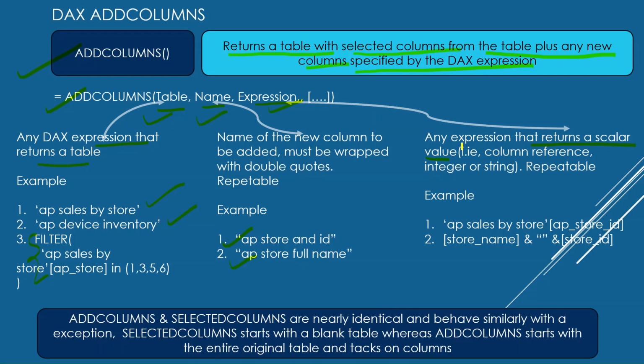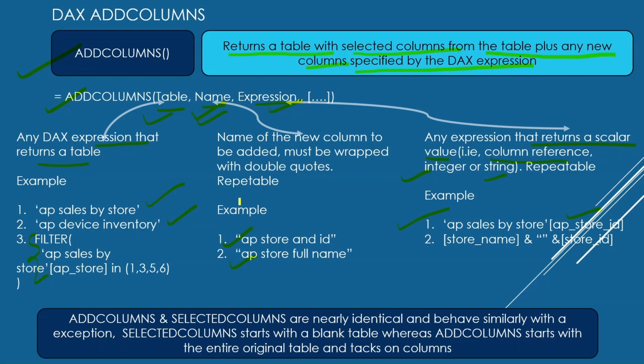We can use a scalar value function like any measure, or if you want to populate the column value from a different table, we can do it with a column expression. Or if we want to put any kind of static value, we can use either an integer or a string to provide a static value in the newly created columns. So it will be like this: AP sales by store and AP store ID. If you want to populate the value from AP store ID, it will take the value from here and populate the column which we have created.